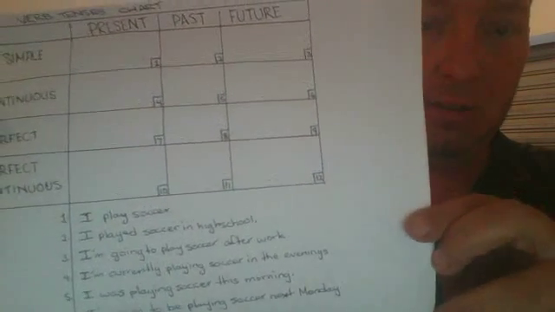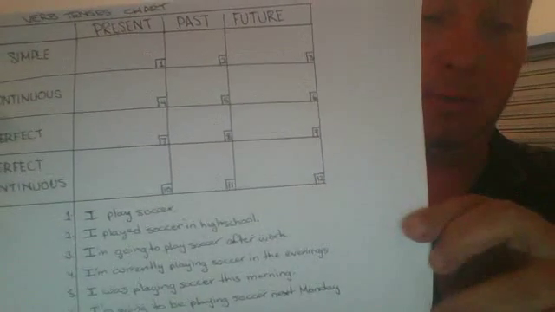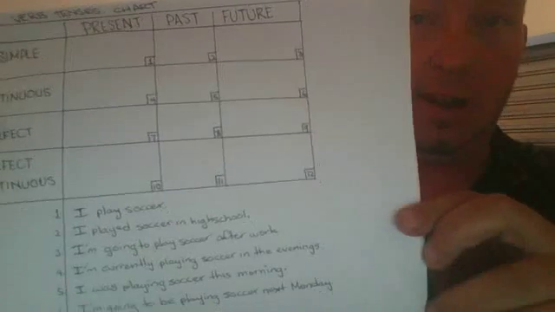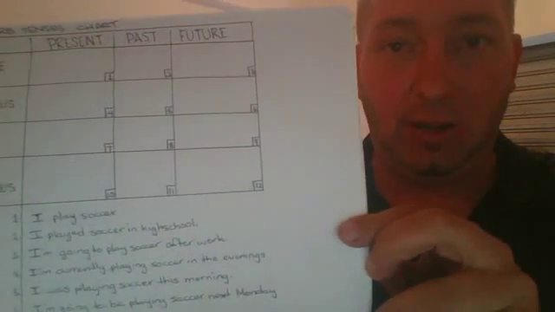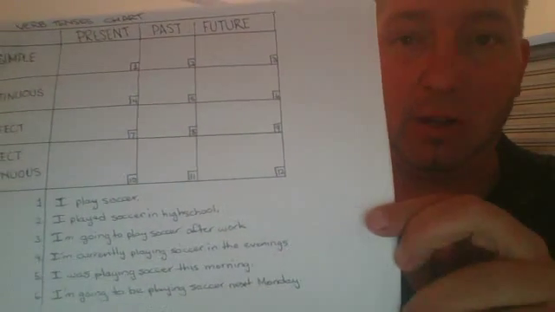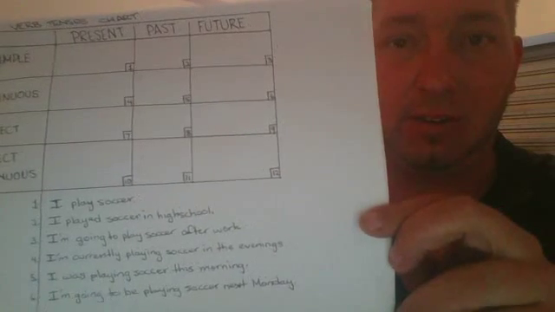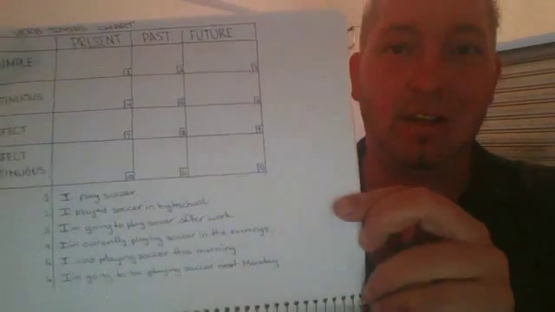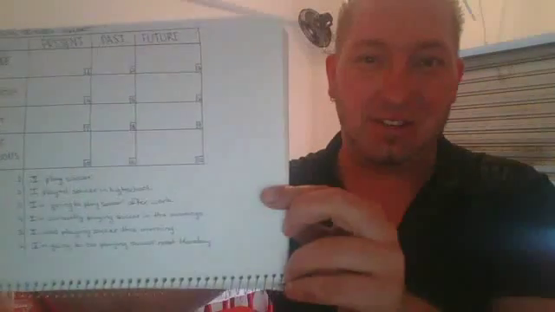The third one is the future simple. I'm going to play soccer after work. And the reason why I put going to instead of will is because a lot of students learn to use will and they say will every time they want to speak in future, which is for me kind of strange. You know, they sound kind of robotic.